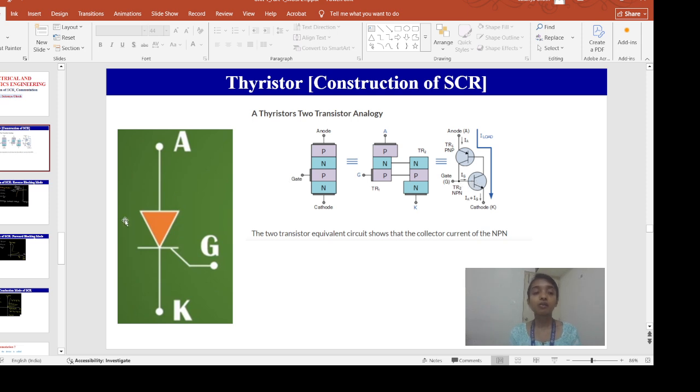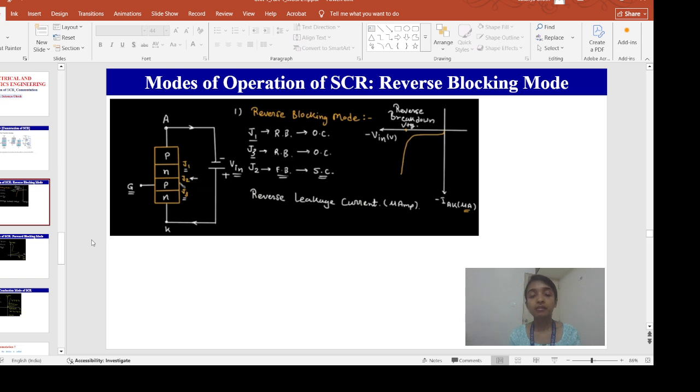Okay, now we will see how this SCR conducts and operates as we apply different battery voltages between the anode and cathode terminal. As we have already seen in the basic construction, it is a PNPN 4-layer device. The top P layer is the anode, the bottom N layer is the cathode, and between anode and cathode we are connecting a battery.